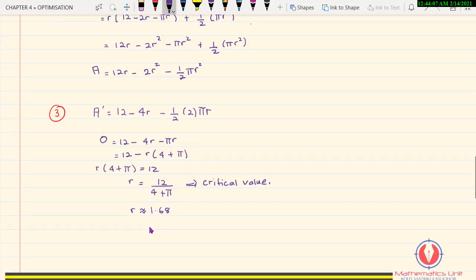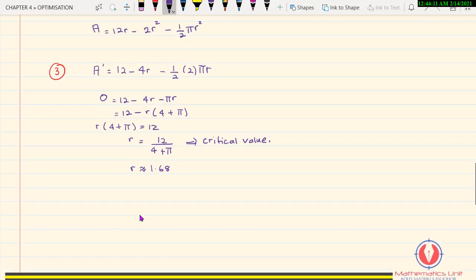Now we go to step number 4, that is to take the second derivative of A. Our A prime is 12 minus 4r minus pi r, that is the first derivative. This is the second derivative. Second derivative is equal to minus 4 minus pi. Pi is a constant, so minus 4 minus pi is actually a negative number, that is less than 0. Well, this is good news. Why? Because if the second derivative is negative, our critical value here is going to generate a maximum value.